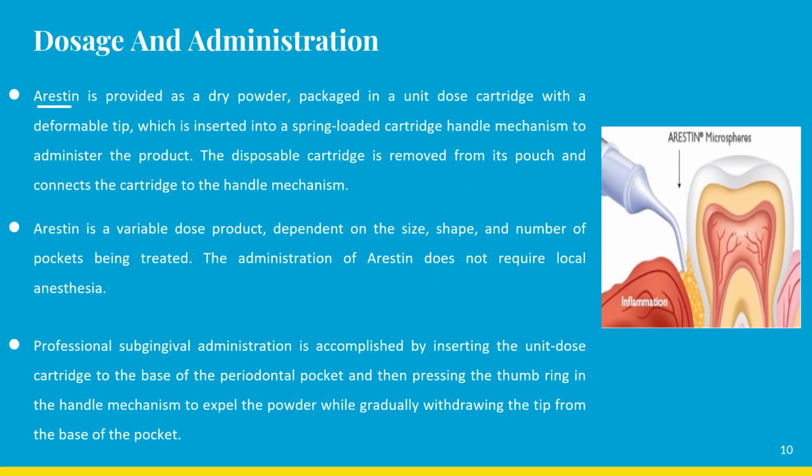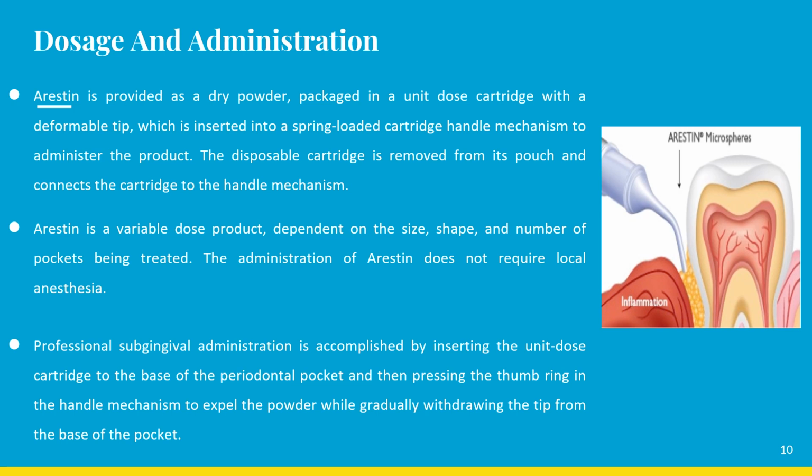Dosage and administration. Arestin is provided as a dry powder packaged in a unit dose cartridge with a deformable tip, which is inserted into a spring-loaded cartridge handle mechanism to administer the product. The disposable cartridge is removed from its pouch and connected to the handle mechanism. Arestin is a variable dose product dependent on the size, shape, and number of pockets being treated.